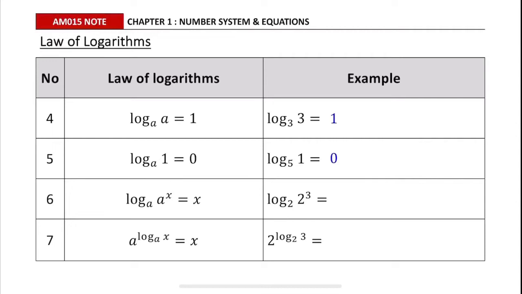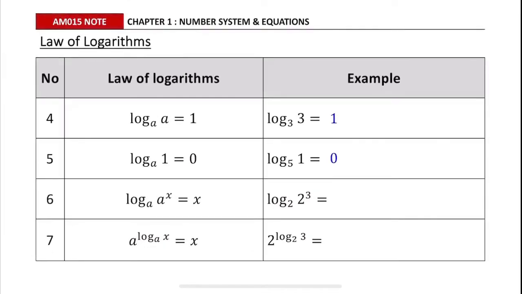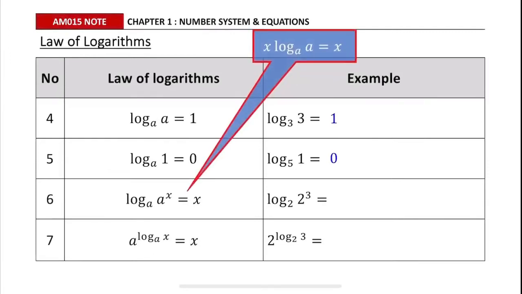The sixth law is log base a of a to the power of x equals x. This is because we can apply the power rule, where we transfer the power of x to the front of the log. Since log base a of a equals 1, the answer is just x. Then for the example of log base 2 of 2 cubed, the answer is 3.